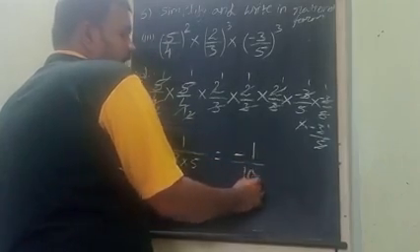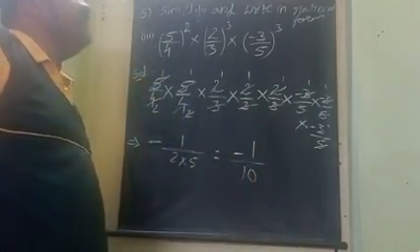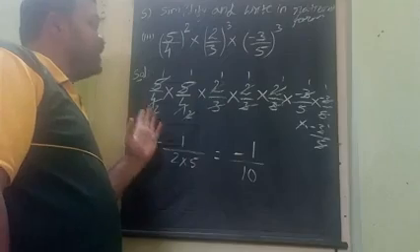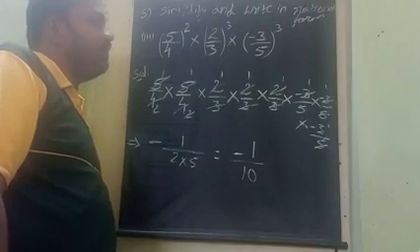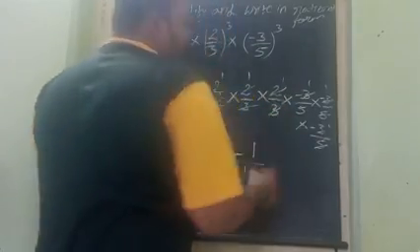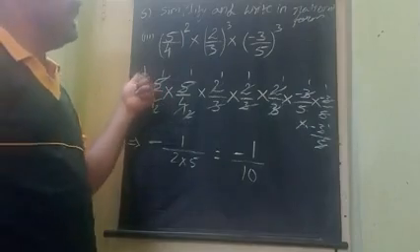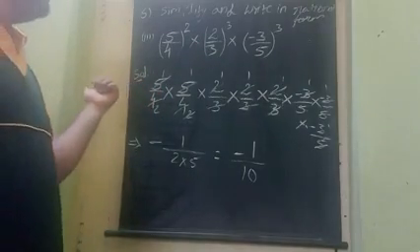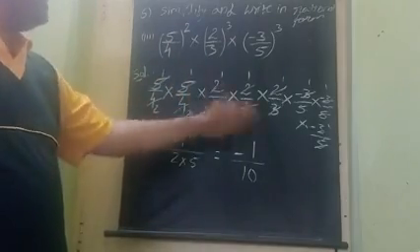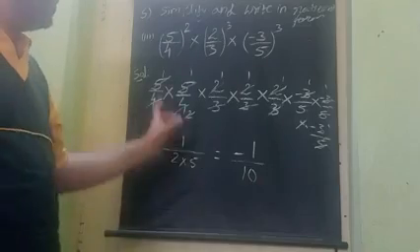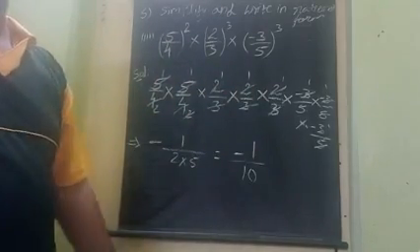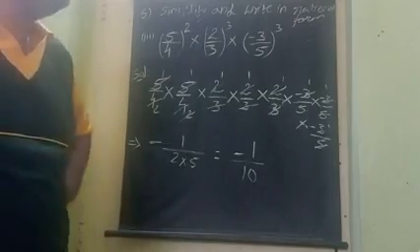If the bases are not the same, we have to apply the expanded form, because when the bases are not the same, we cannot apply the formula. So we take the expanded form, then cancellation: first the sign, next the numbers. The numerator has only 1, the denominator has 2 and 5. 2 fives are 10. So this is the answer for this sum.